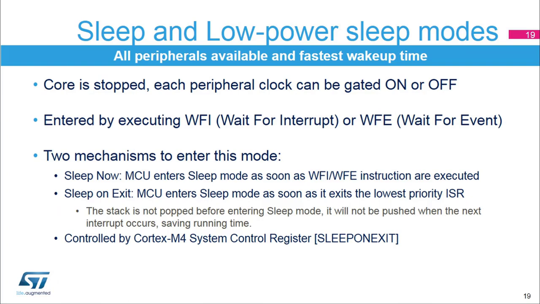Sleep and low power sleep modes allow all peripherals to be used and feature the fastest wake-up time. In these modes, the CPU is stopped and each peripheral clock can be configured by software to be gated on or off during the sleep and low power sleep modes. These modes are entered by executing the assembler instruction wait for interrupt or wait for event. When executed in low power run mode, the device enters low power sleep mode.